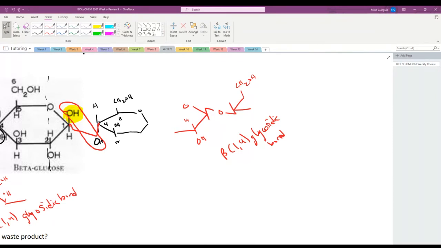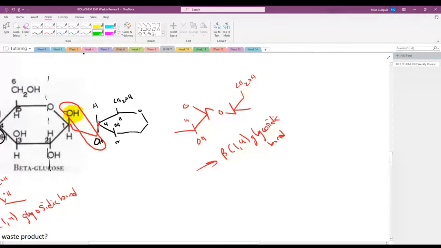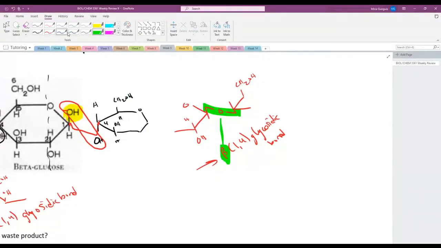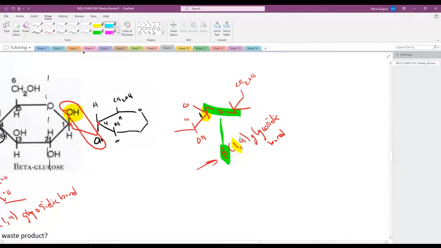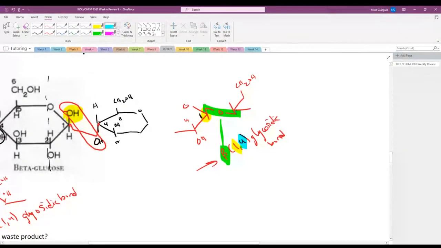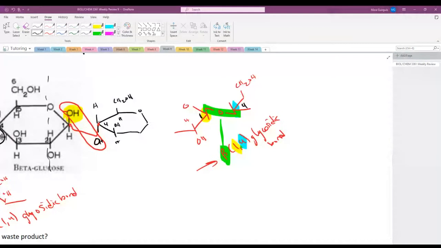Okay, so in this case, oh, I guess I should have mentioned how to read these, shouldn't I? Because I kind of said this is what it is. I never explained why. Right? So the beta is the type of bond. This tells you it's a beta or an alpha bond, okay? 1 comes from, this is carbon number 1, okay? Likewise, I guess I'll use blue. 4 comes from the fact that this is carbon number 4, right? And then glycosidic bond is just kind of there, right?